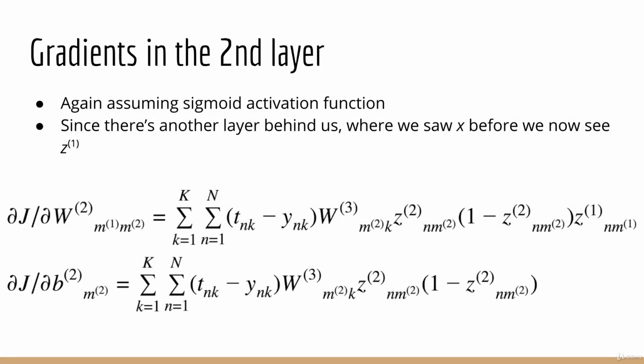The next step, of course, is to plug in the expression for each individual derivative. And remember, we've done this already. We're just replacing the old symbols with the new symbols. As a side note, we're again assuming that we're using the sigmoid activation function. The main difference between the 3-layer neural network and the 2-layer neural network is that the last term where we previously saw x, we now see z1.